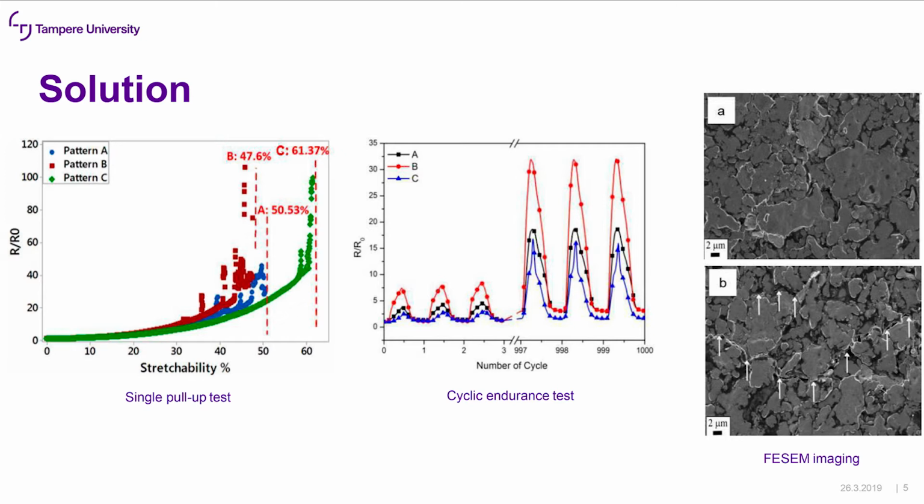And also, the middle one is the cyclic test. Some groups don't use a cyclic test, but since we want to mimic the real life performance of the application, we do the cyclic test. And it is also important to do the imaging because we want to see what happens to the device when it is under tension and deformation.